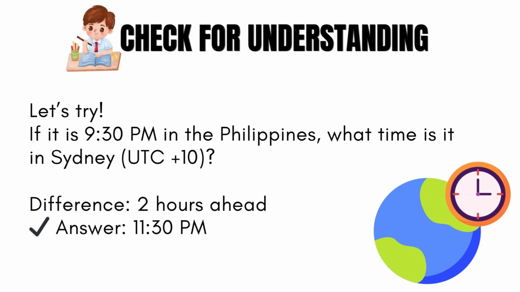Let's try another example. If it is 9:30 p.m. in the Philippines, what time is it in Sydney, which is in UTC +10? Since Sydney is 2 hours ahead of the Philippines, add 2 hours to 9:30 p.m. Therefore, the time in Sydney is 11:30 p.m.